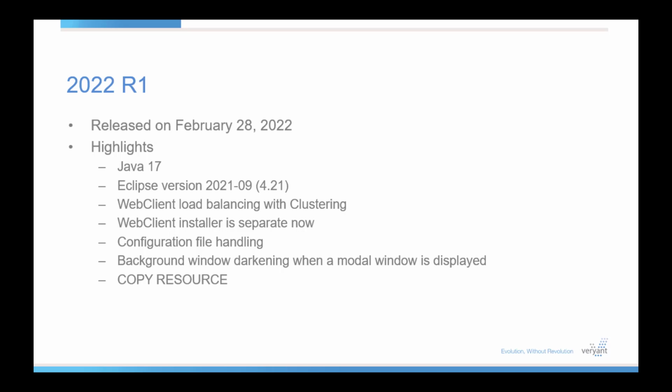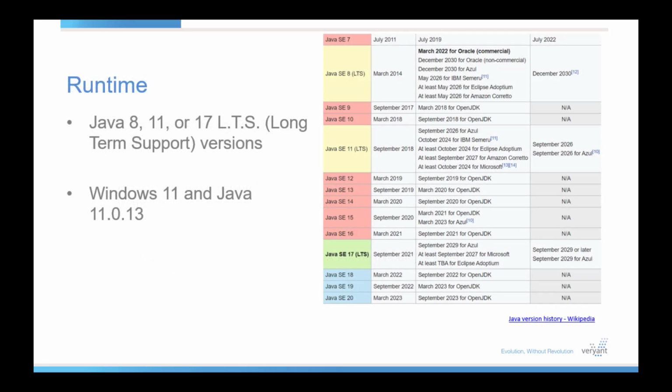So let's get started. We've certified version 2022R1 for execution with Java 8, 11, and 17. Now these are the long-term support versions. Version 2022R1 is the first isCOBOL version to be certified on Windows 11 in combination with Java 11.